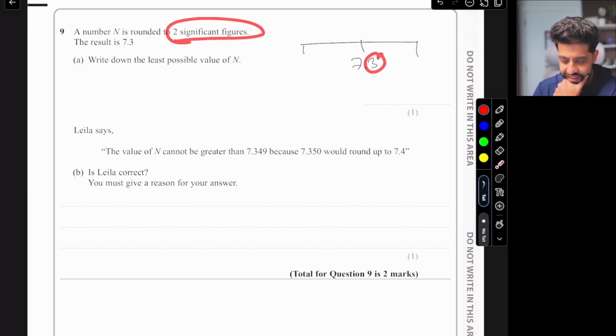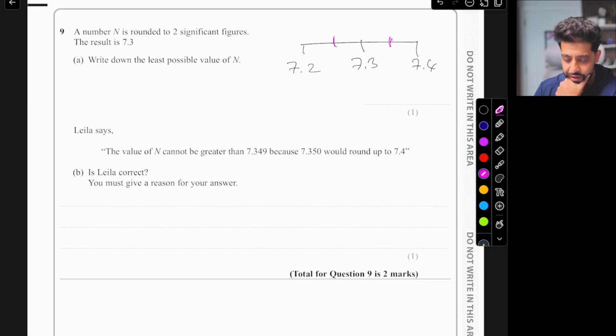So 2SF, this is a second significant figure. So go up one more there and behind one more there. So up is 7.4, behind is 7.2. That's not your answer though. The lower and the upper values are here, bounds. So that's going to be halfway between 7.2 and 7.3, which is 7.25, and halfway between 7.3 and 7.4 is 7.35. So you ask for the least possible value, so it's going to be 7.25.